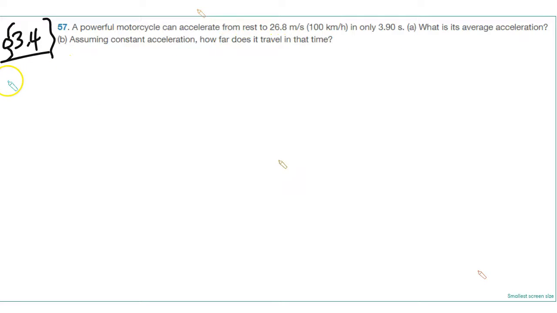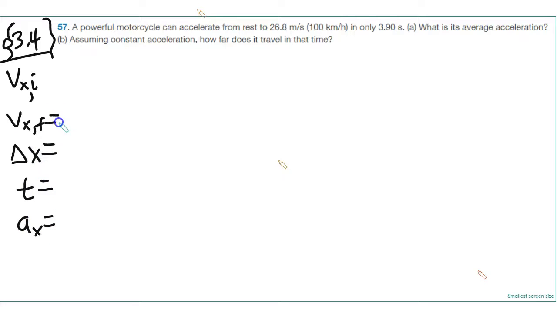Okay, so this sounds like a kinematics problem. So Vx initial, Vx final, Delta x, t, and a are the kinematic variables to write out. The initial velocity, the final velocity, displacement, time, and acceleration. Okay? So it says it can accelerate from rest. So I think from rest sounds like 0 meters per second for the initial velocity. Its final velocity is 26.8 meters per second. And the time is 3.90 seconds.